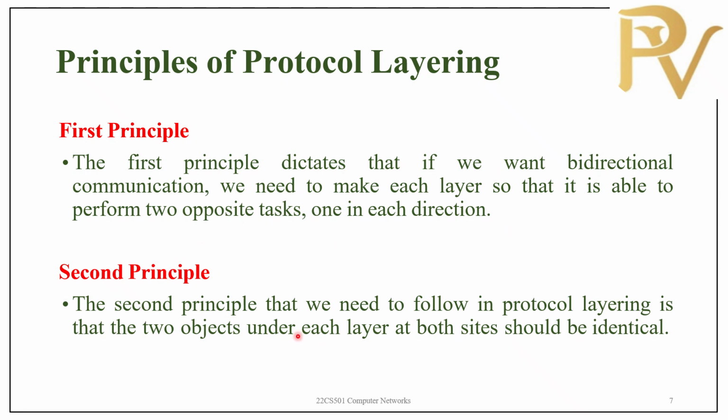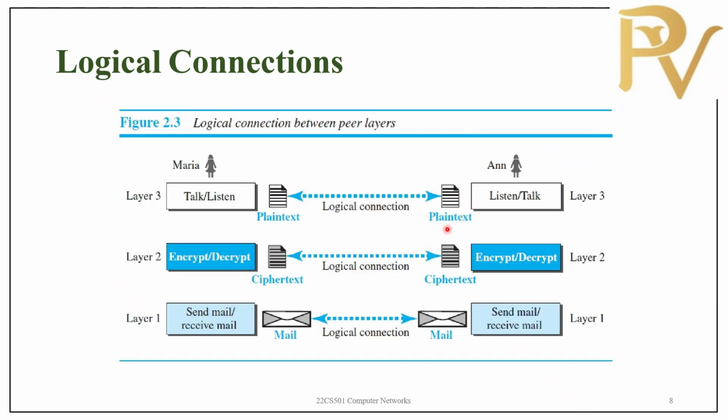The second principle we need to follow in protocol layering is that the two objects under each layer at both sides should be identical. This indicates the logical connection, which means the functionality of each layer at the two ends should be the same. Layer 3 produces plain text here as well as there. Again, there is ciphertext at layer 2 on both sides, and similarly in layer 1. So they have identical objects at both opposite ends. This is what the second principle states.